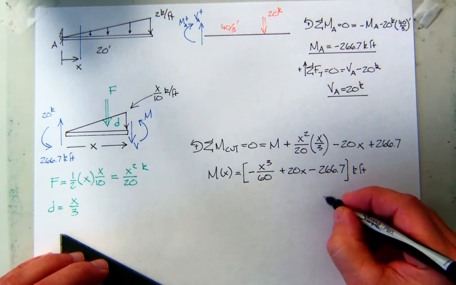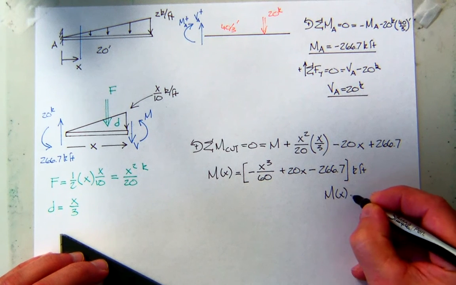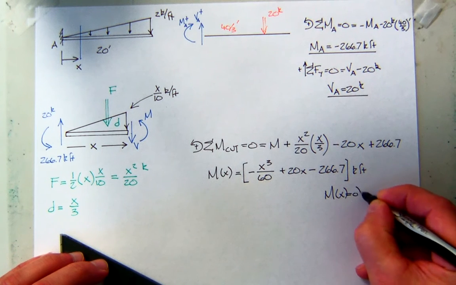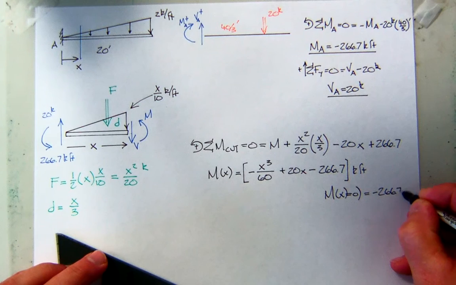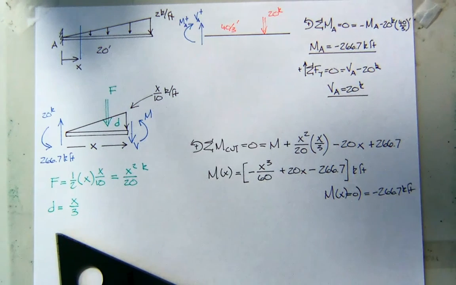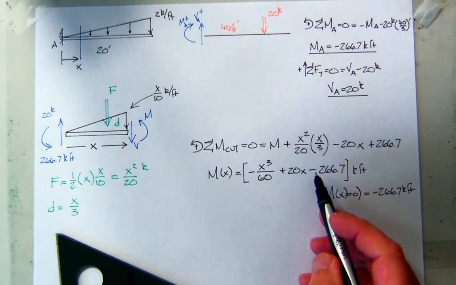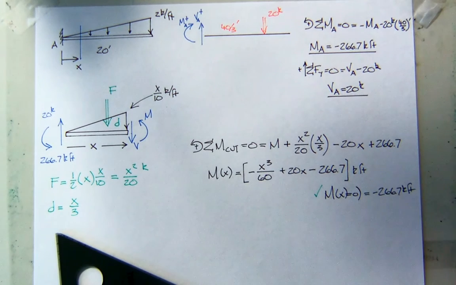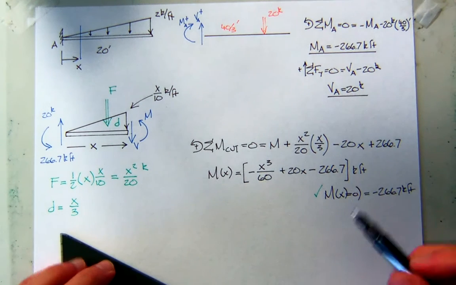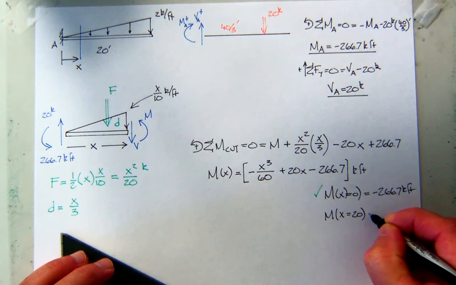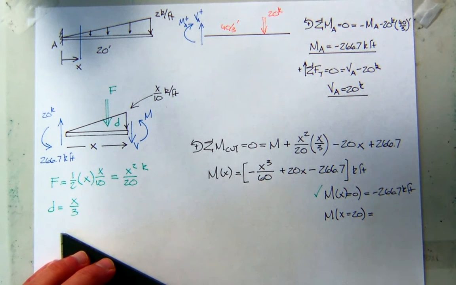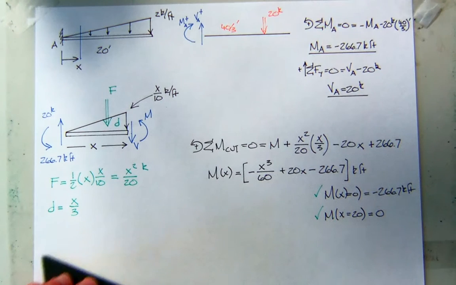What do I know about the moment? I know the moment at x equal 0 is what? Negative 266.7 kip feet. Plug in x equals 0 here, and what do you get? Negative 266. Correct. What is the moment at x equal 20? The magic point that Mr. Van Tilburg likes. I don't know. Plug in x equal 20 here. What do you get? I think you're going to get 0. I'll go ahead and check it off because I know it's true.